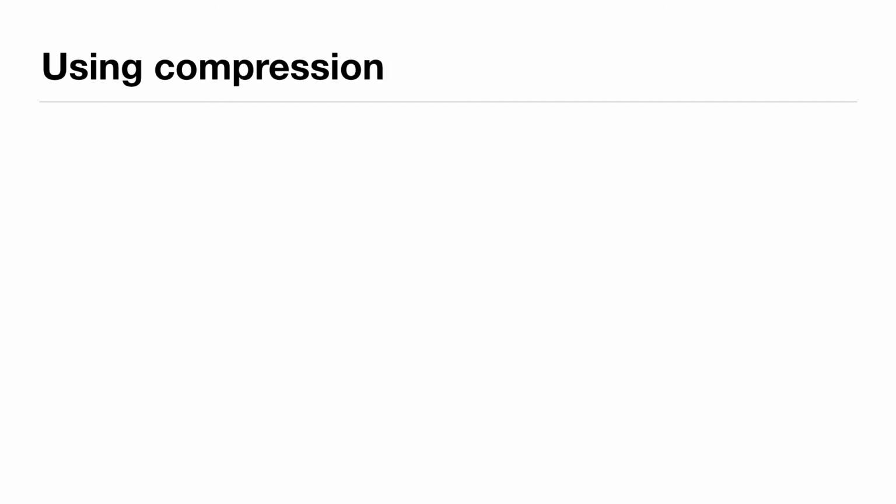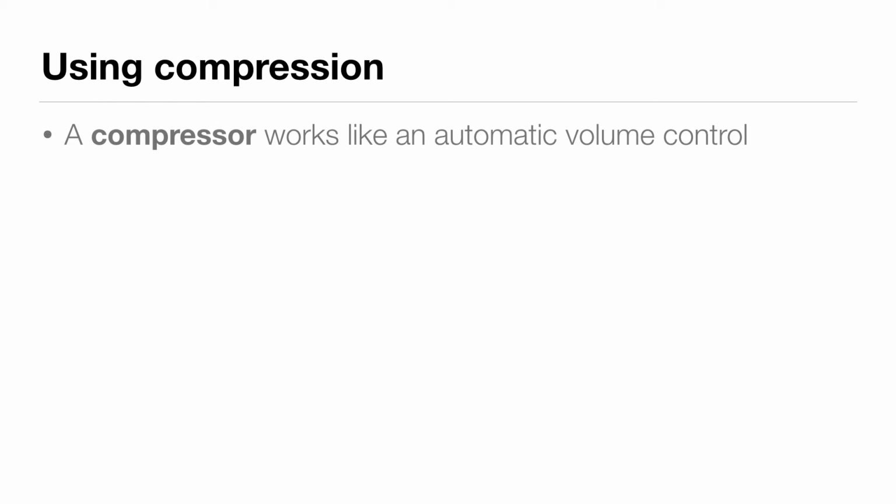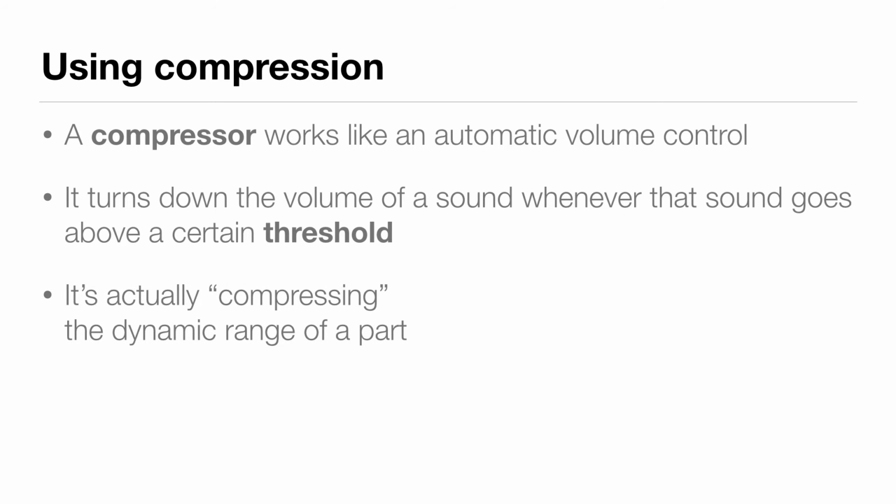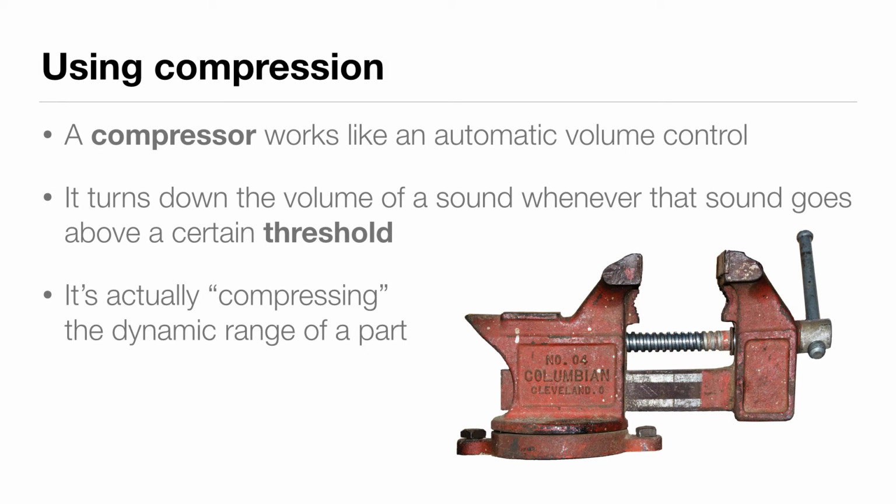One approach is to use a compressor. That's because the compressor works like an automatic volume control. It automatically turns down the volume of a sound whenever the volume goes above a certain level, or a threshold. So a compressor can take a really dynamic part, like a vocal track, and reduce the difference between the loudest and quietest parts. It's actually compressing the dynamic range of the part, and that's why we call it a compressor.